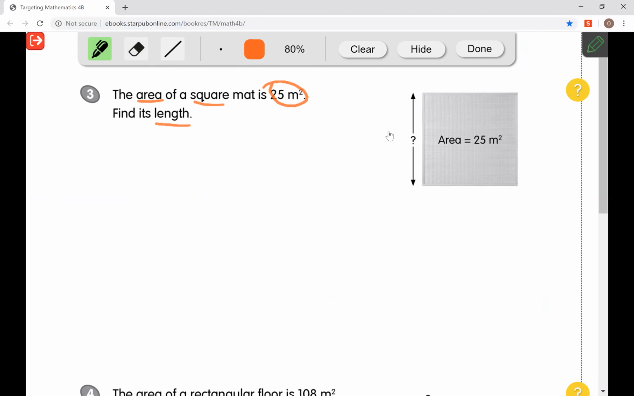So let's recall the area of a square. How do we find the area of a square? The formula would be side times side. Side of the square multiplied by the other side of the square, and both sides are the same, they are equal. So S times S gives me the area, which is 25.